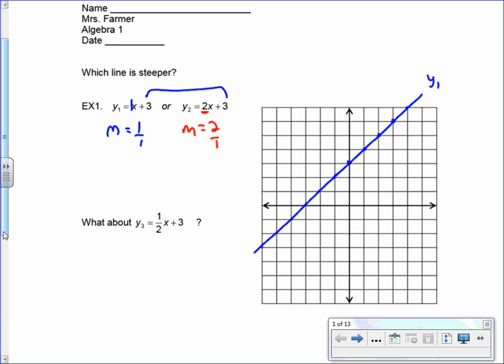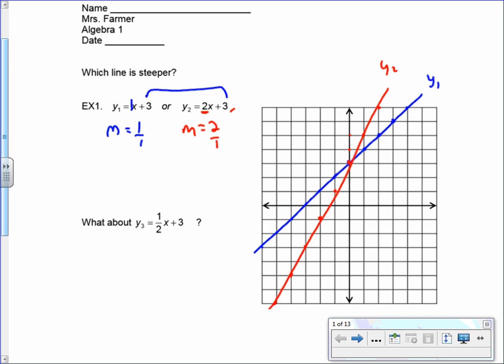I'm going to go a different color. You don't actually have to use different colors if you don't want to. I'm going to start at the same place. I'm still starting at a y-intercept of 3, but this time my rise is going to be up 2 and over 1. And again, I want to fill up the graph paper right there in both directions. Nice and straight. We connect those. And I'm going to label that y2.